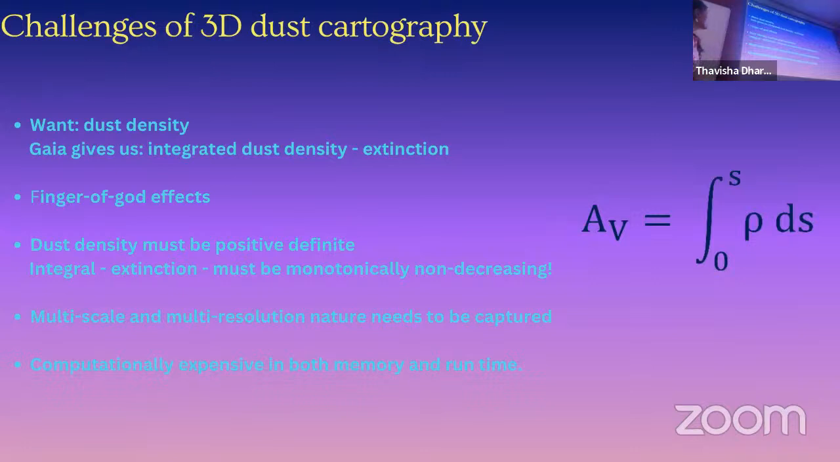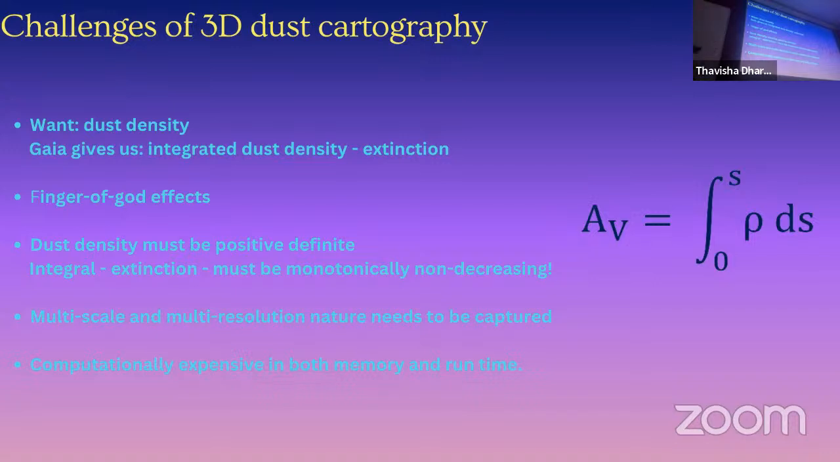So this is where we come into dust cartography and doing it in 3D. Like I mentioned, the stellar parameter that we get is extinction, which is AV. But what we really want is the density, which will let us trace the dust structure itself. Because extinction inherently is an integrated quantity, but what we want is the derivative of that so that we can actually see how much dust is over here rather than how much dust is along my column.